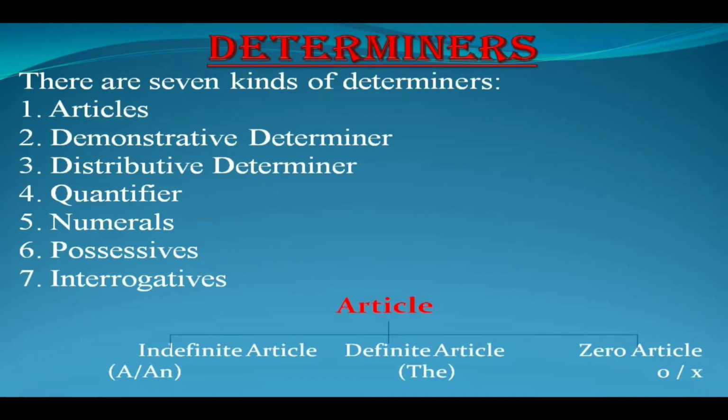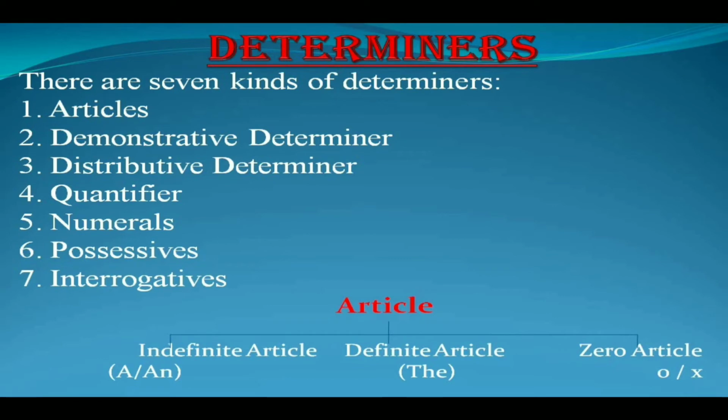First, articles. Second, demonstrative determiner. Third, distributive determiner. Fourth, quantifier. Fifth, numerals. Sixth, possessives. And the last one is interrogatives. So let's start with the first point, article.